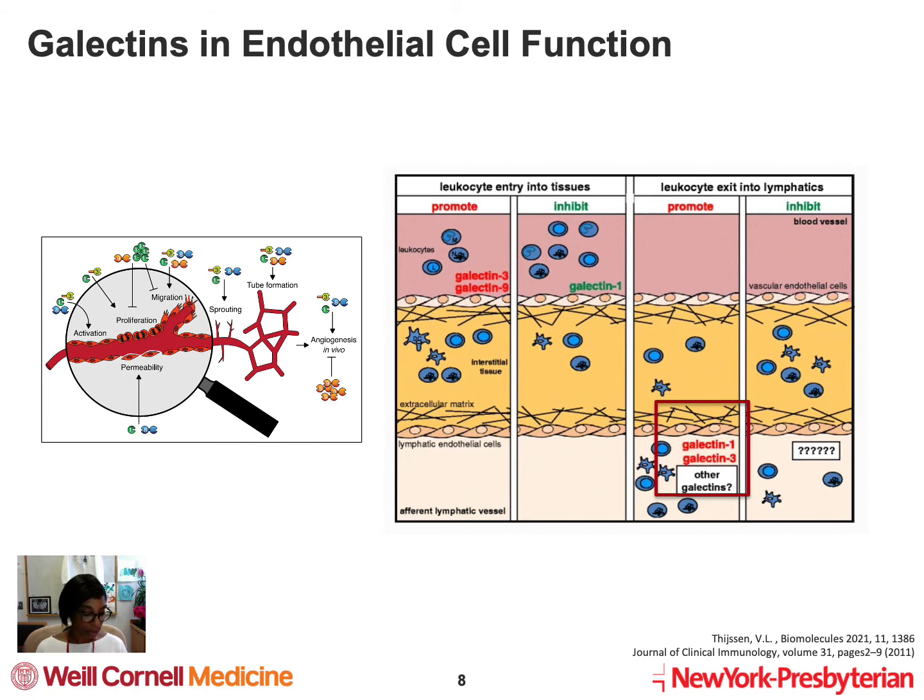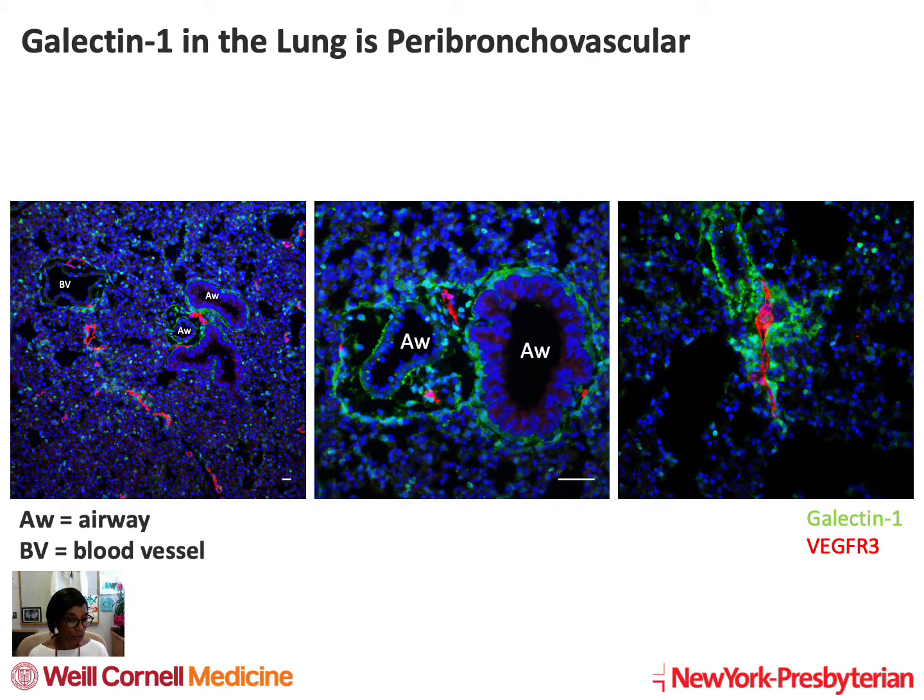So with this in mind, I was curious about the localization of galectins in the lungs. I did some immunohistochemical staining using mouse lungs, and also did staining for the lymphatics. The lymphatics here are shown in red with the marker VEGFR3. Galectin 1 is shown in green. And you can see in the mouse lung this robust staining pattern in general, but it also seems to be fairly well localized to the bronchovascular bundle, right surrounding the airway and this large blood vessel.